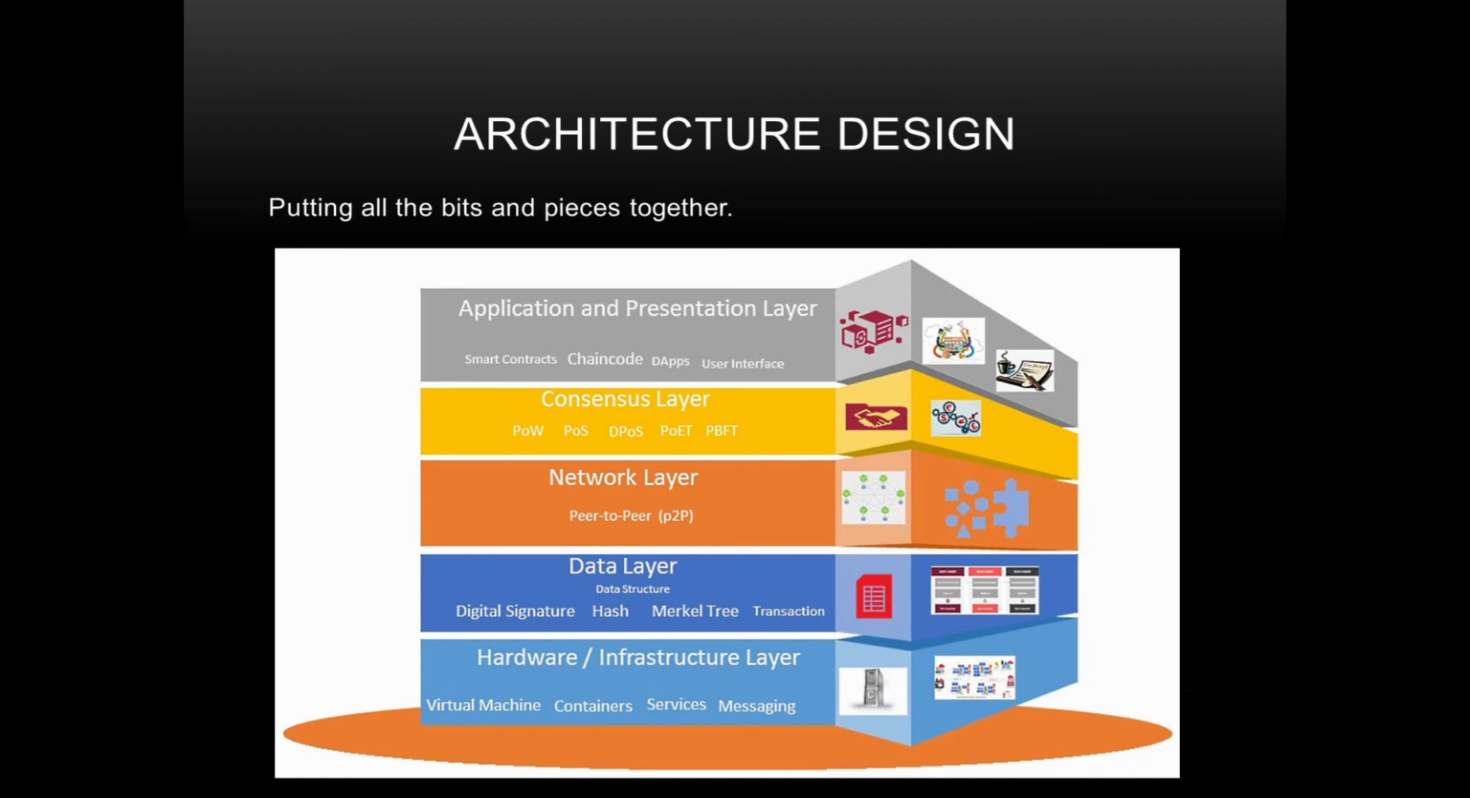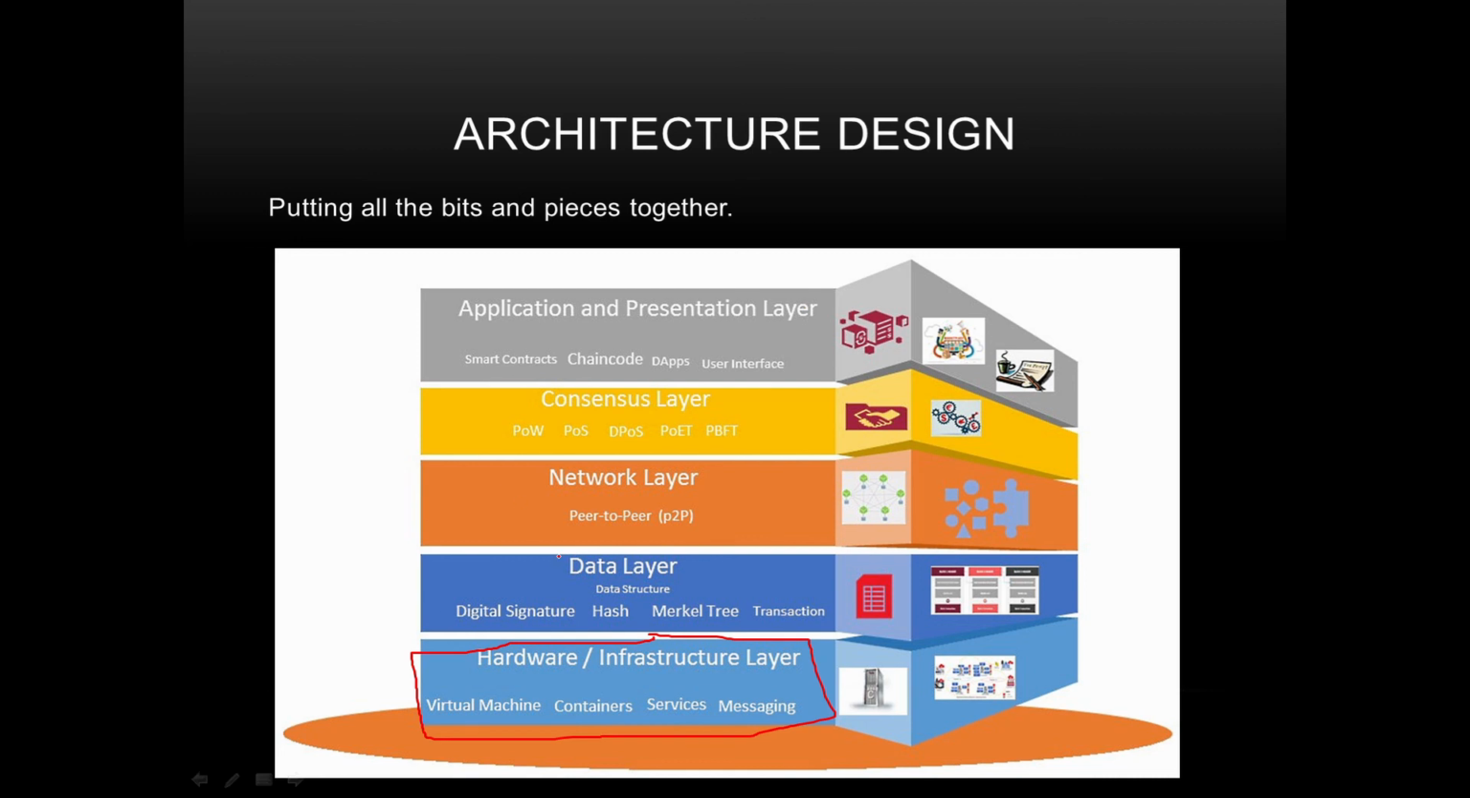Architectural design. After you have selected all these, you need to make an architecture design of how things will work. This is a basic architecture design structure. Try to follow only this and make changes as you need. At the very end, you have the hardware or infrastructure layer, which contains the virtual machines, the containers, the services, and the messaging.